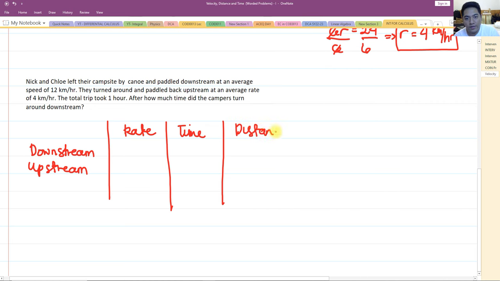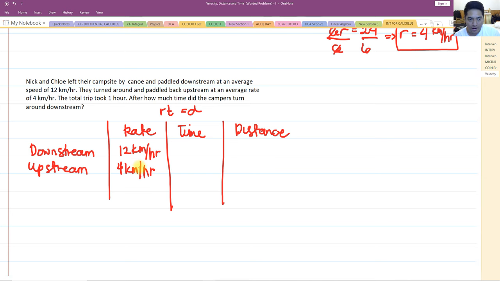So that we have RT equals distance. The rate downstream is 12 kilometers per hour. That's what the problem says. And then once they paddled back, they are much slower because it's already upstream. The current is against them. So the total trip took 1 hour.